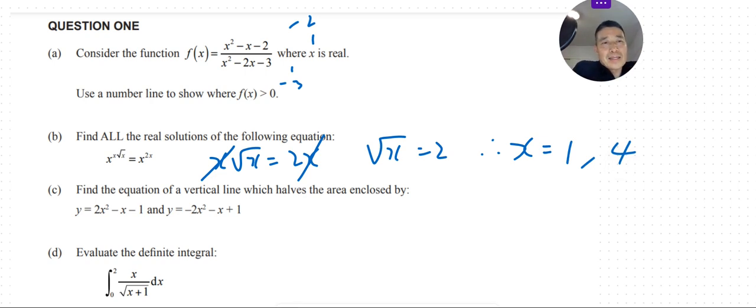Question C. Find the equation of the vertical line which halves the area enclosed by these. All right. So what it means is, I believe these are parabolas. So that positive would look like, I don't know. I shouldn't draw this. The y-axis. Just say.